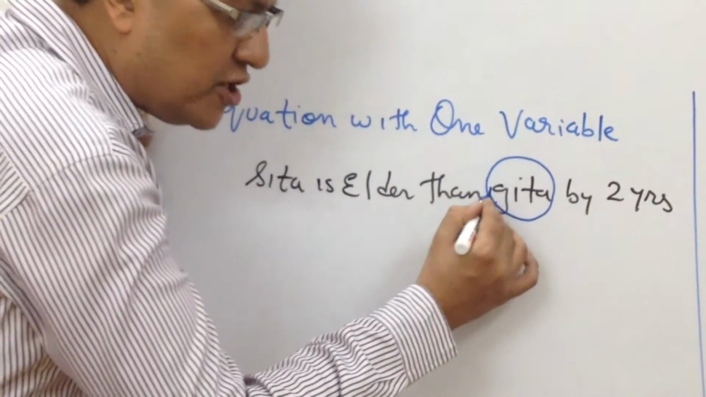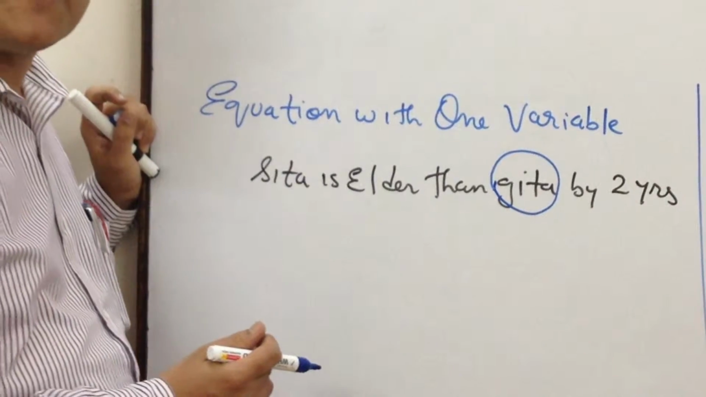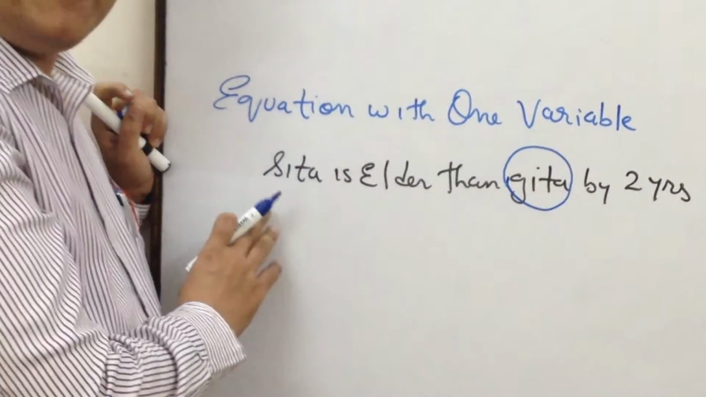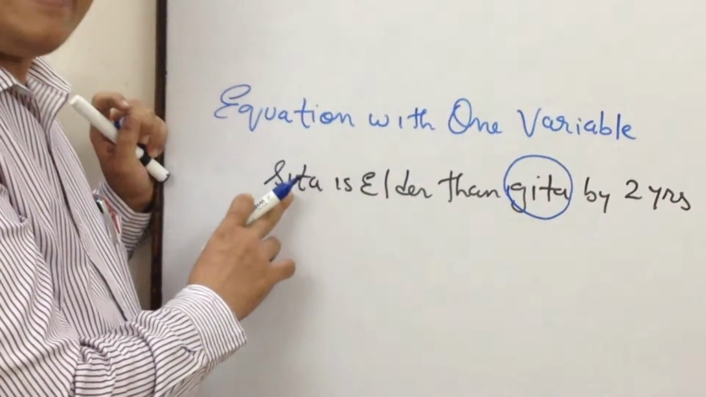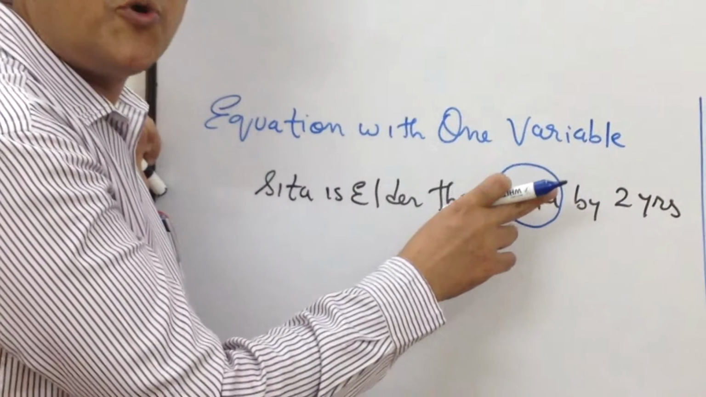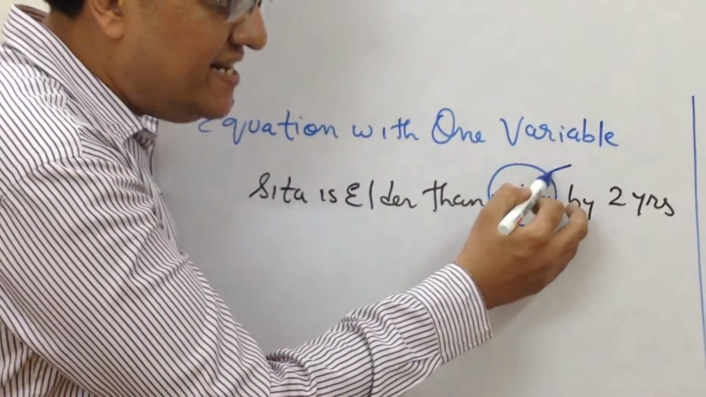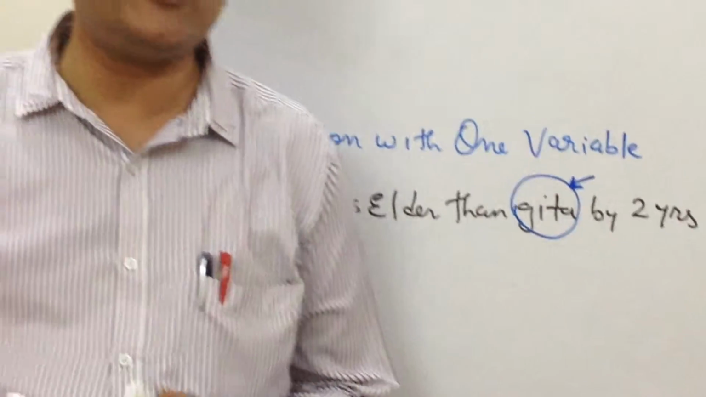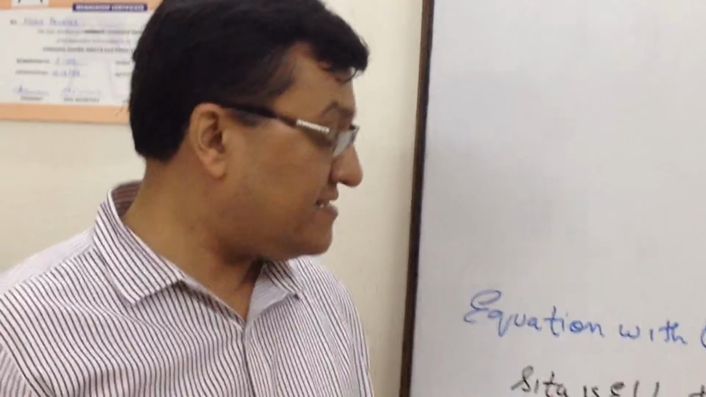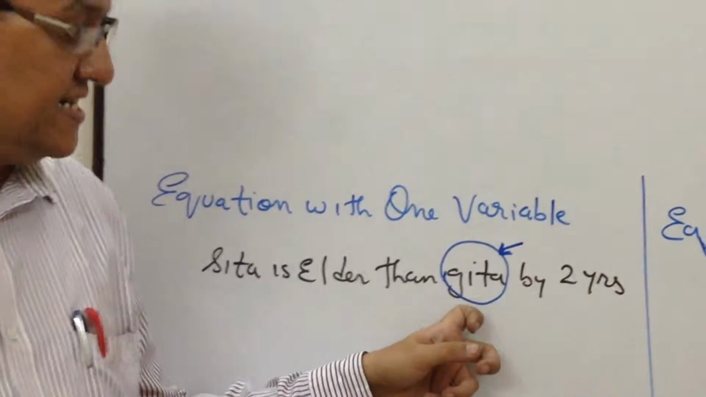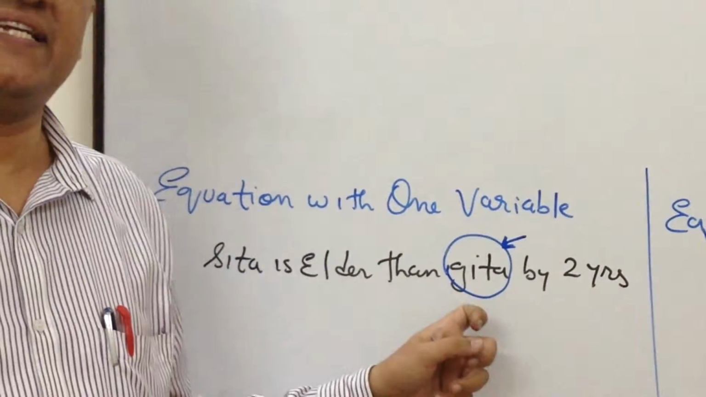So if I know Geeta's present age, then adding 2 to it will give me Sita's present age. That means Sita is totally dependent on Geeta. So in my case over here, Geeta is an independent character. So that's the first way to identify with a conceptual sense who is an independent character. Over here, Geeta is an independent character.